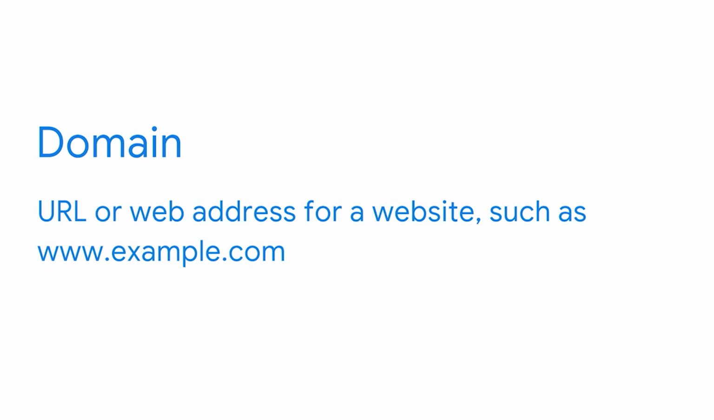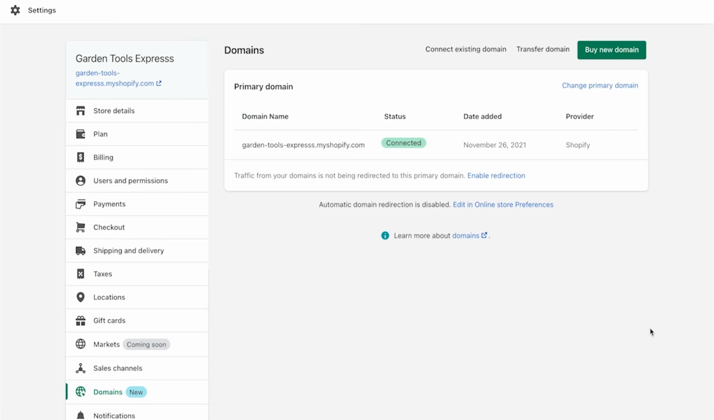A domain is the URL or web address for a website, such as www.example.com. It's where customers go to find your store on the internet. The default URL for Shopify uses a specific format. But let's assume I want my URL to be different from the default. I can either buy a new domain or connect an existing domain if I already have one. Now that I've finished setting up my store, I'm ready for my first customer.